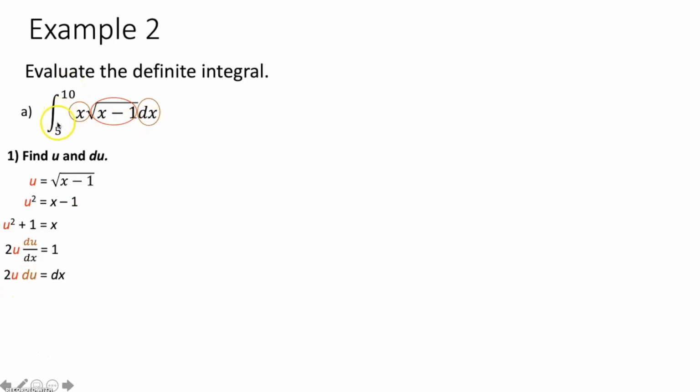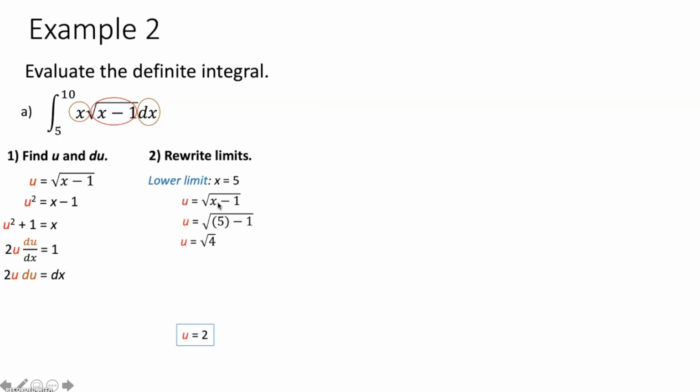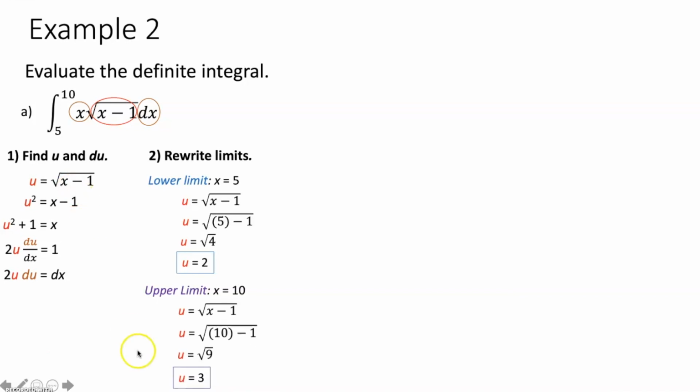Perfect. Now, because it's a definite integral, I need to rewrite my limits of integration. So let's start with my lower limit of integration, x equals 5. I'm going to take 5, plug it in for x in whatever I set u equal to, which in this case was the square root of x minus 1. If I plug in 5 for x and I simplify, I end up getting my new lower limit of integration is going to be 2. Now let's do the same thing for the upper limit of integration, 10. So I'm going to take 10, plug it in for x in whatever I set u equal to, simplify, and I end up getting that my new upper limit of integration is going to be 3.